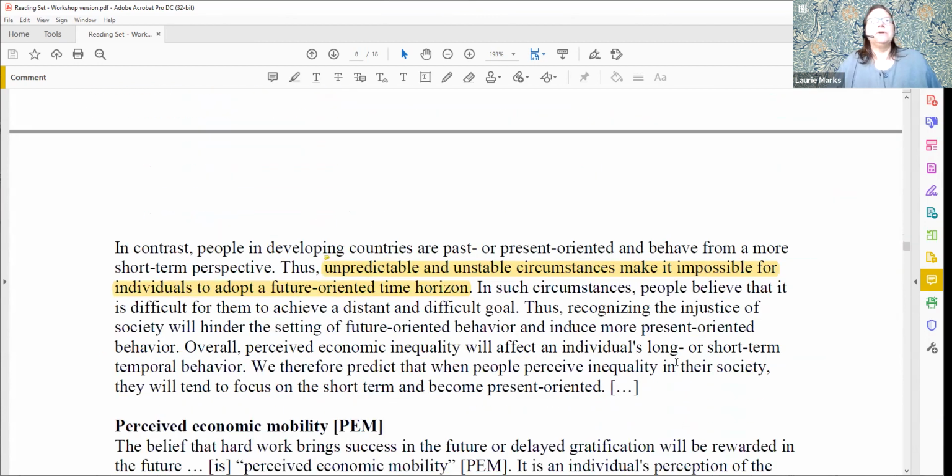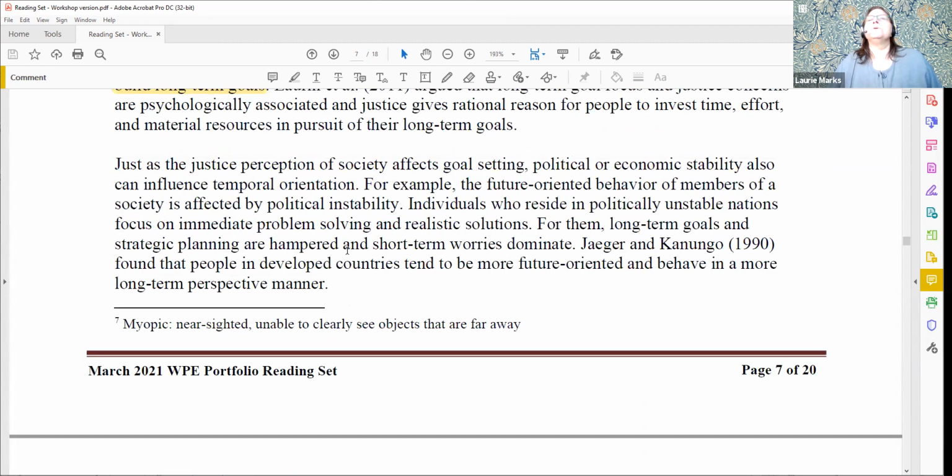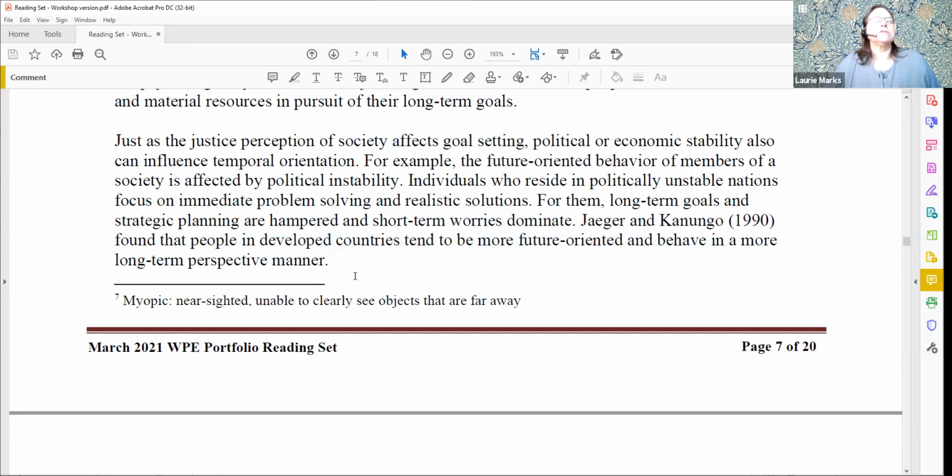Now we're getting to page 8 here. And here they go from talking about people who do have a future-oriented time horizon to talking about those that are stuck in the present-oriented time horizon. Here, they're making a move that's kind of a puzzle, because what they're talking about, as you can see on the previous page, is people in developed countries. And they're saying people in developed countries tend to be more future-oriented and behave in a more long-term perspective manner. So a developed country like the United States, as a group, we tend to be more future-oriented.